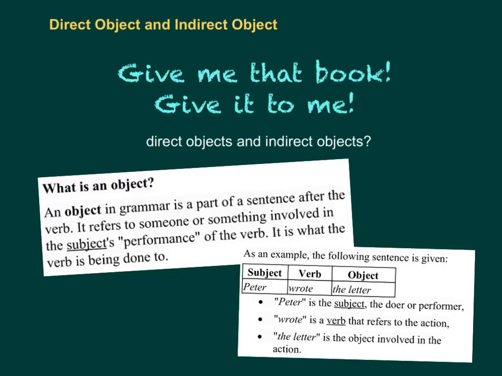What is an object? An object in grammar is a part of a sentence after the verb. It refers to someone or something involved in the subject's performance of the verb. It is what the verb is being done to. As an example, the following sentence is given. Peter wrote the letter.